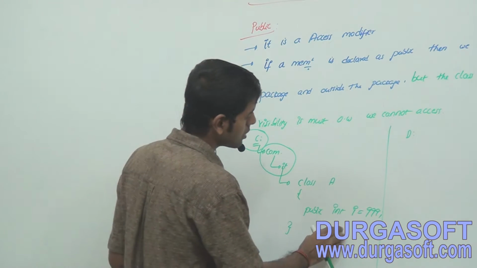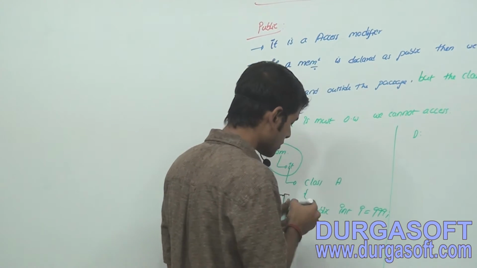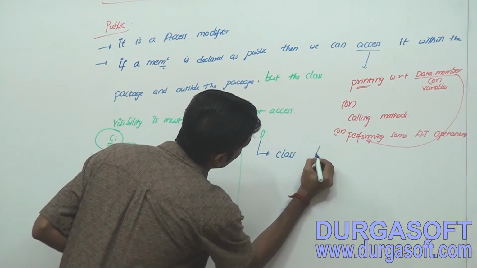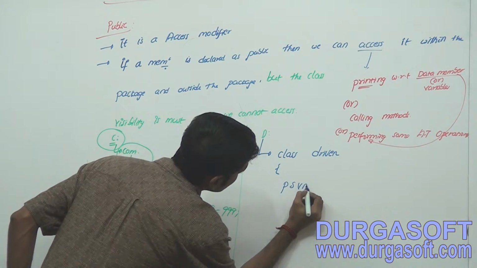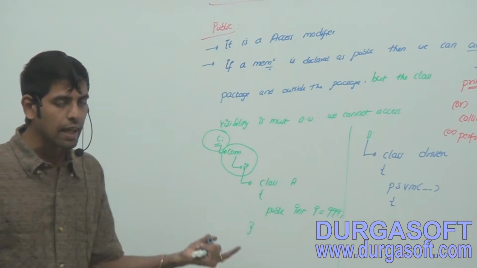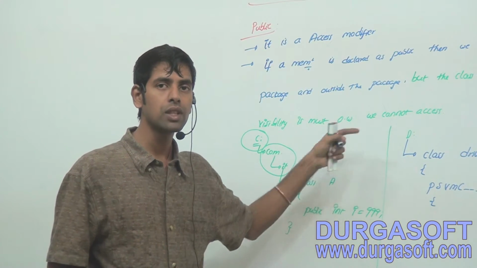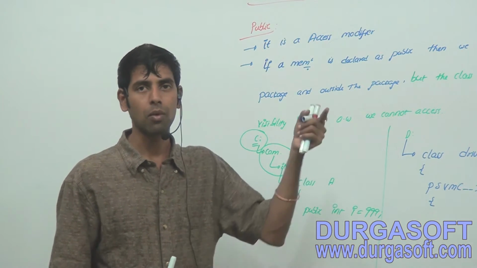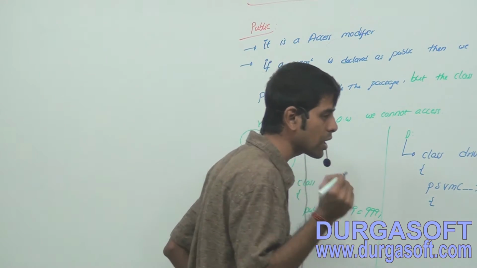In order to access this public data member from outside the package, if I do call, think that I'm having a class as what? Class Driver. Now public static void main. Now how to access this particular instance data member from outside the package? And of course it is what? Instance data member. I want to access this one from outside the class. How can we access? What do we have to do? We have to create an object.